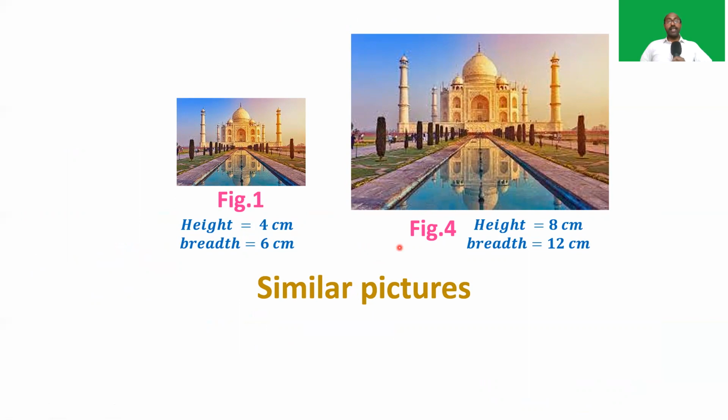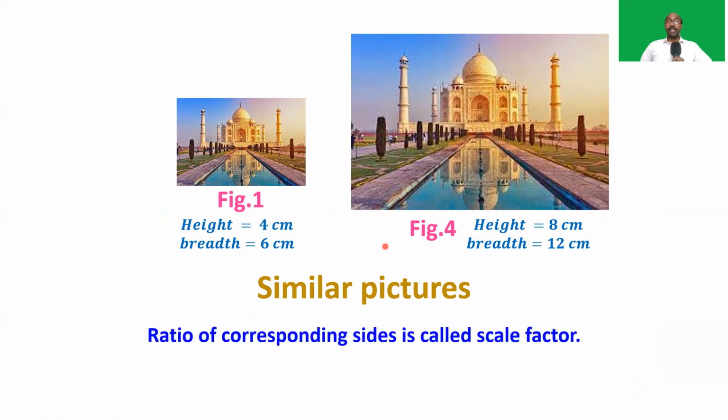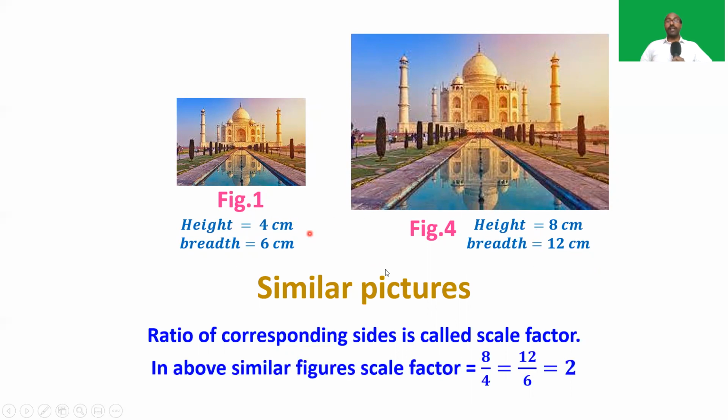In these two pictures, the ratio of corresponding heights as well as the ratio of corresponding breadths is the same, and this ratio is called the scale factor. The ratio of corresponding heights or corresponding breadths is called the scale factor, and in these two figures, the scale factor of figure 4 to figure 1 is 8:4 or 12:6, which is equal to 2. So the scale factor in these pictures is 2.